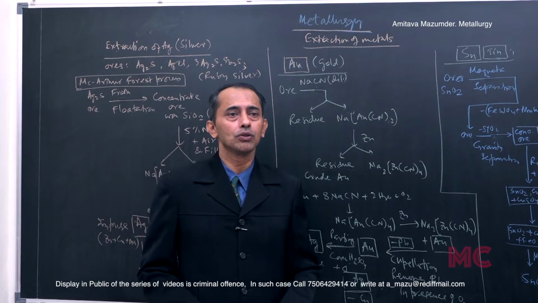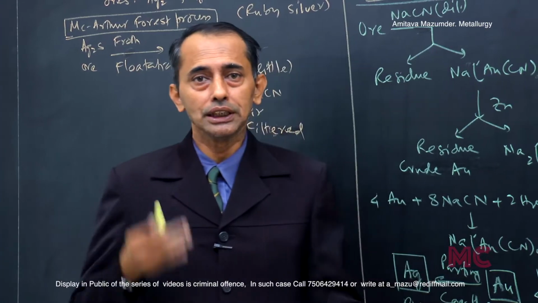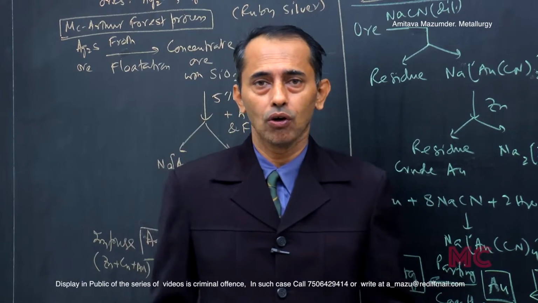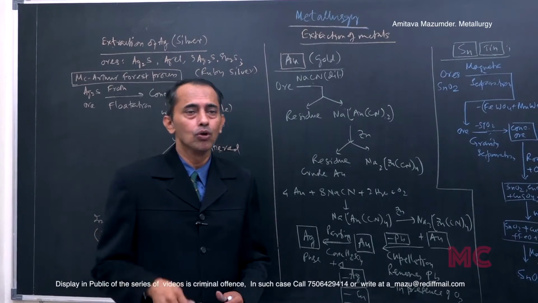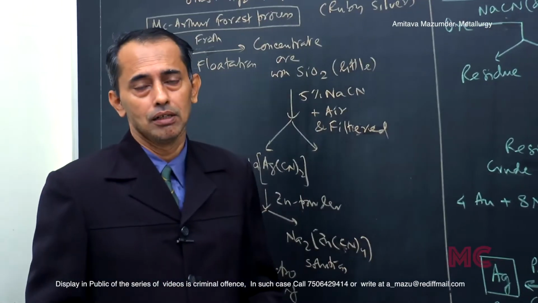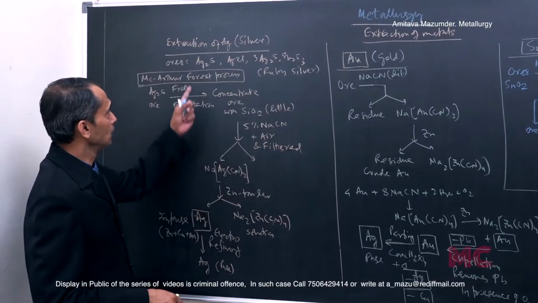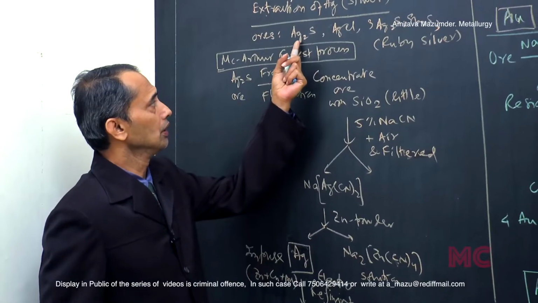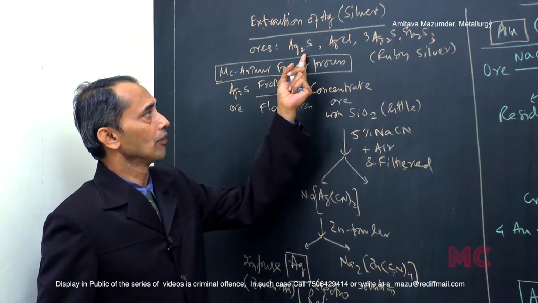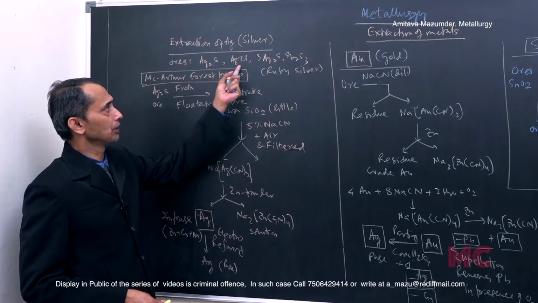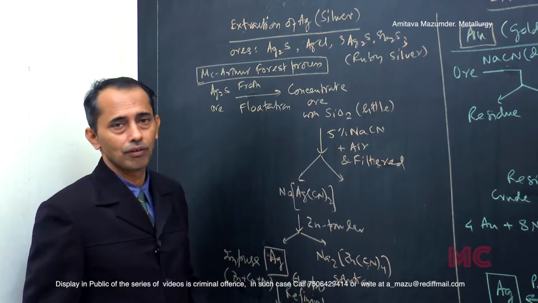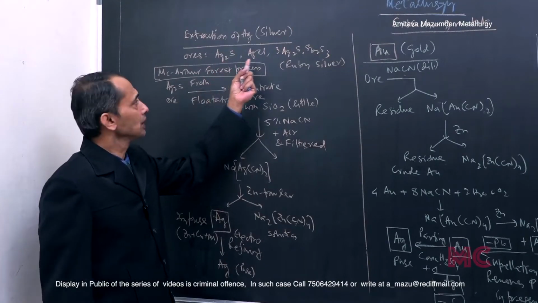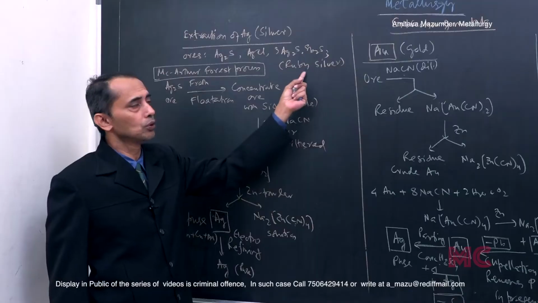Now we will move on to the extraction of the metals individually. After going through all the processes, now we'll go to the individual metal extraction processes. First, I will talk about silver. The ores of silver are Ag2S, silver glance; it can be AgCl; it can be ruby silver, Ag2S·Sb2S3, which we call ruby silver.